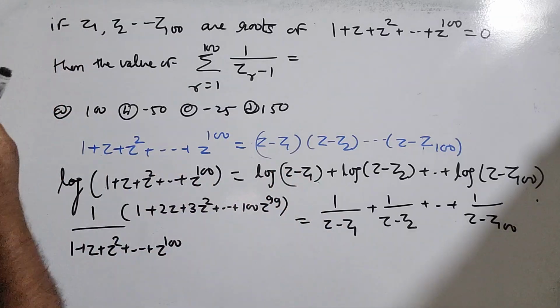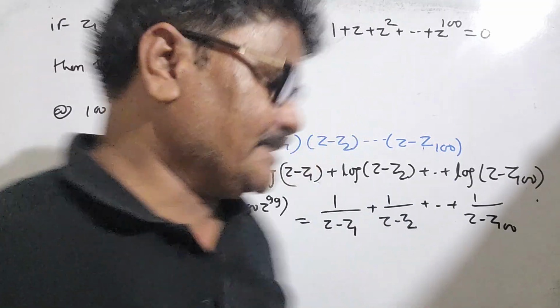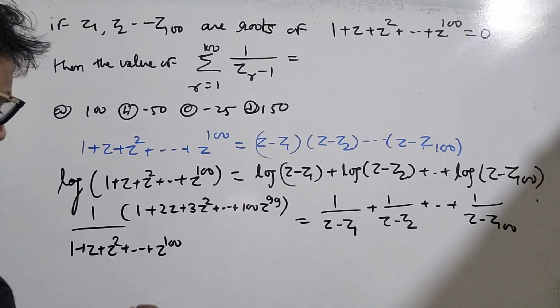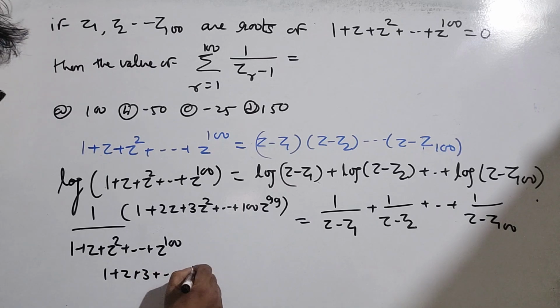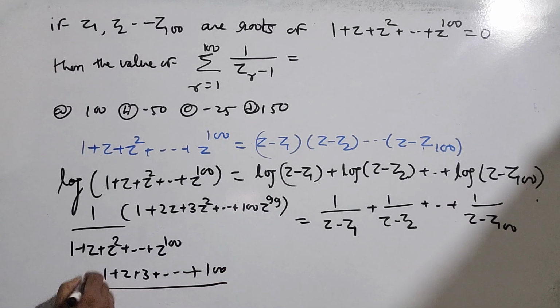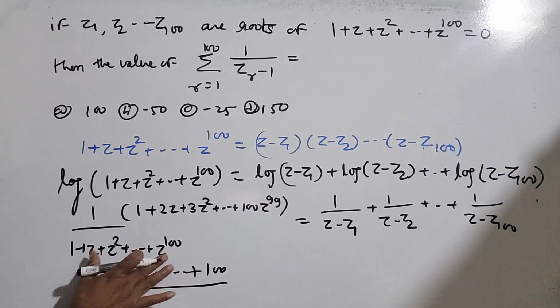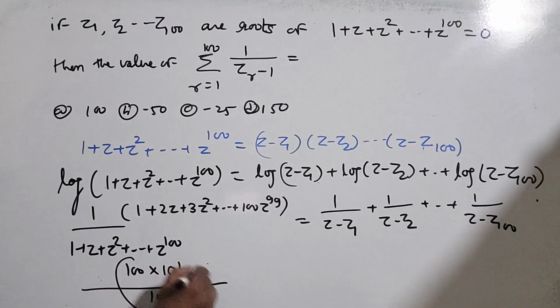So put z equal to 1 now. The numerator is 1 plus 2 plus 3 up to 100, and the denominator is 1 plus 1 plus 1 and so on. How many terms are there? 101 terms, so 101. Now 1 plus 2 plus 3 up to 100 is 100 into 101 by 2, so this whole thing is 50.